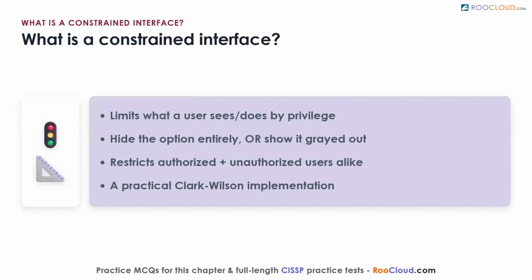What is a constrained interface? A constrained interface limits what a user can see or do based on their privileges. A full privileged user gets every capability, while a restricted user gets only a slice. Applications enforce this in two common ways. They may hide an option entirely when you lack permission, so it never appears on your menu. Or they may show it but grey it out, visible yet unusable. Either way, the goal is to restrict the actions of authorized and unauthorized users alike, and it is a practical, everyday implementation of the Clark-Wilson model.